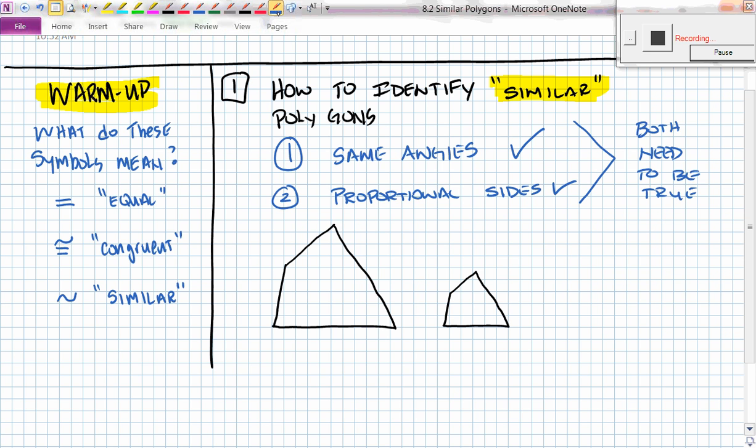And why do I have similar polygons? Well, let's start by naming these things. Let's call this A, B, C, and D. And let's call this little guy over here E, F, G, and then H.